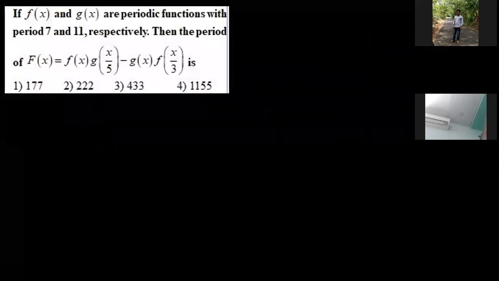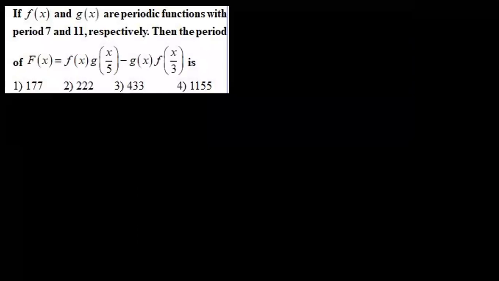f of x and g of x are periodic functions with periods 7 and 11 respectively. Then what is the period of f of x? Anyone? How to simplify this one? Some students may be confused by these types of models. How to find it? Write a note, hurry up.